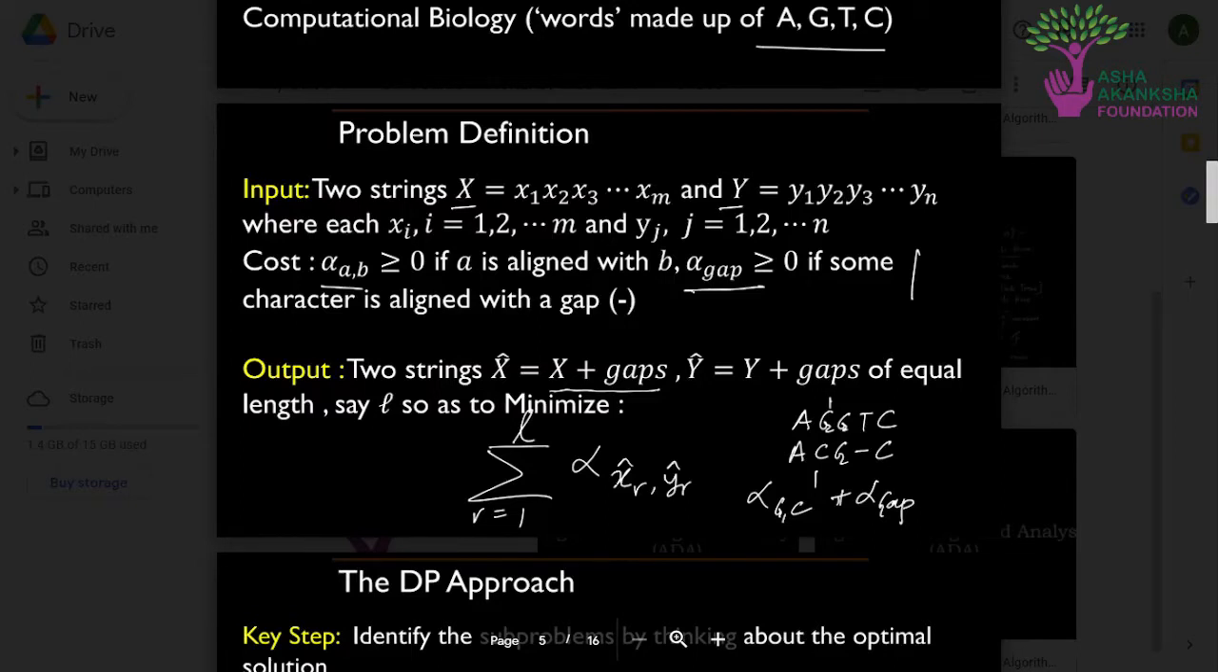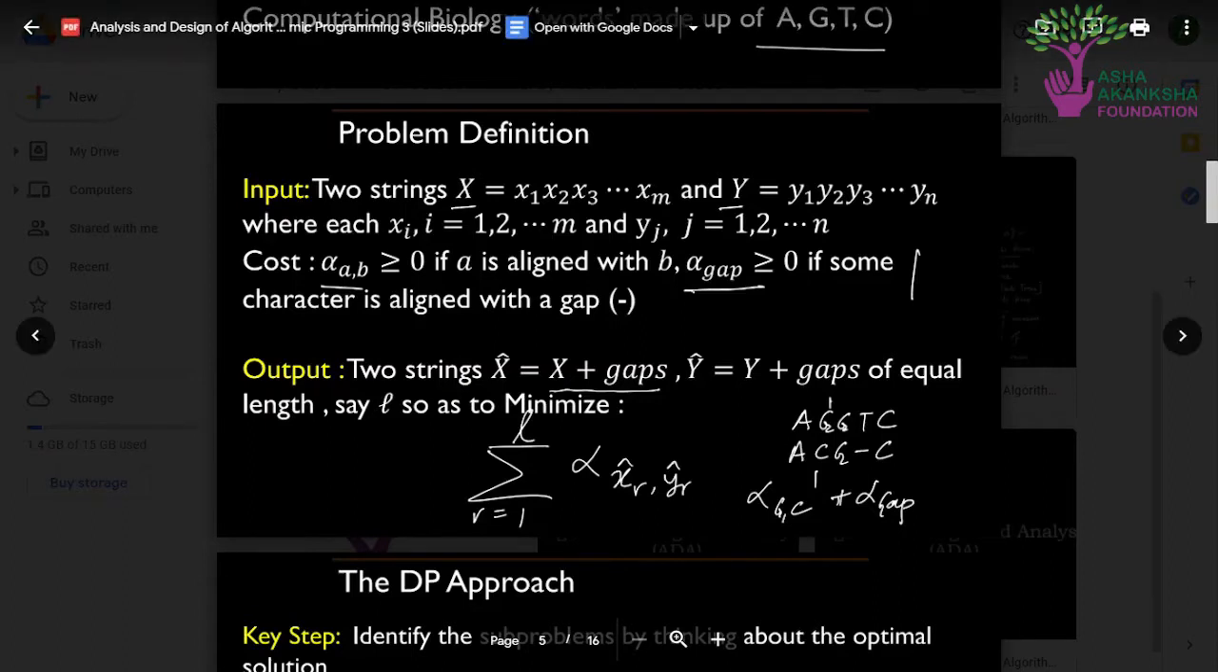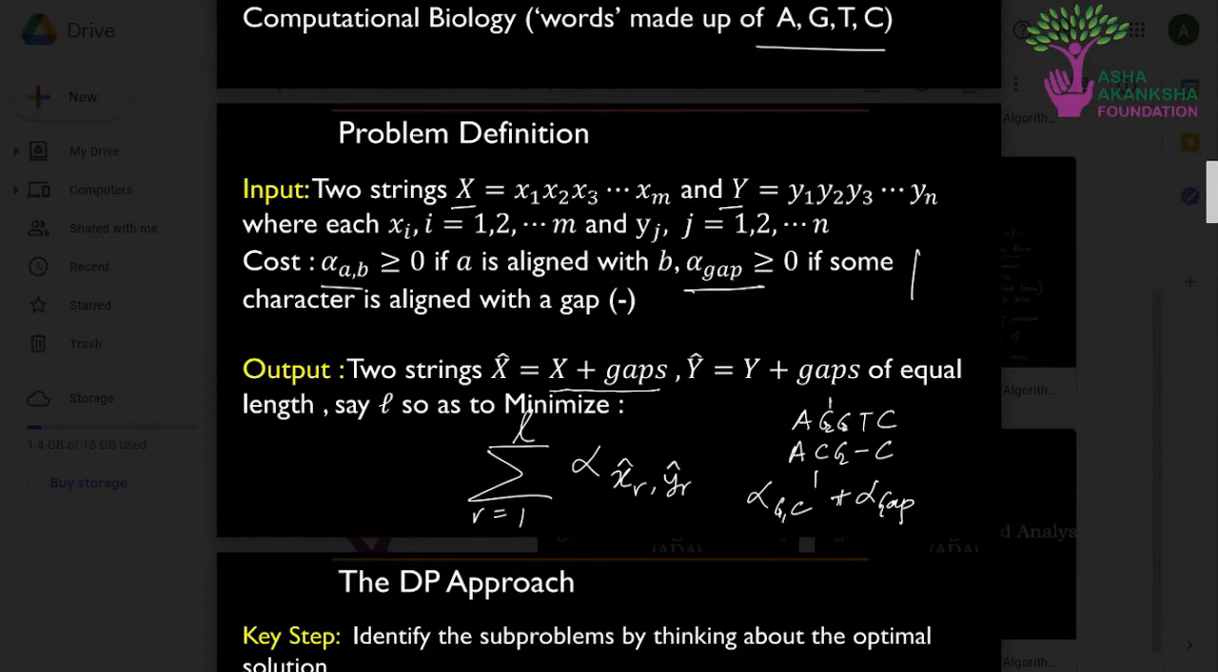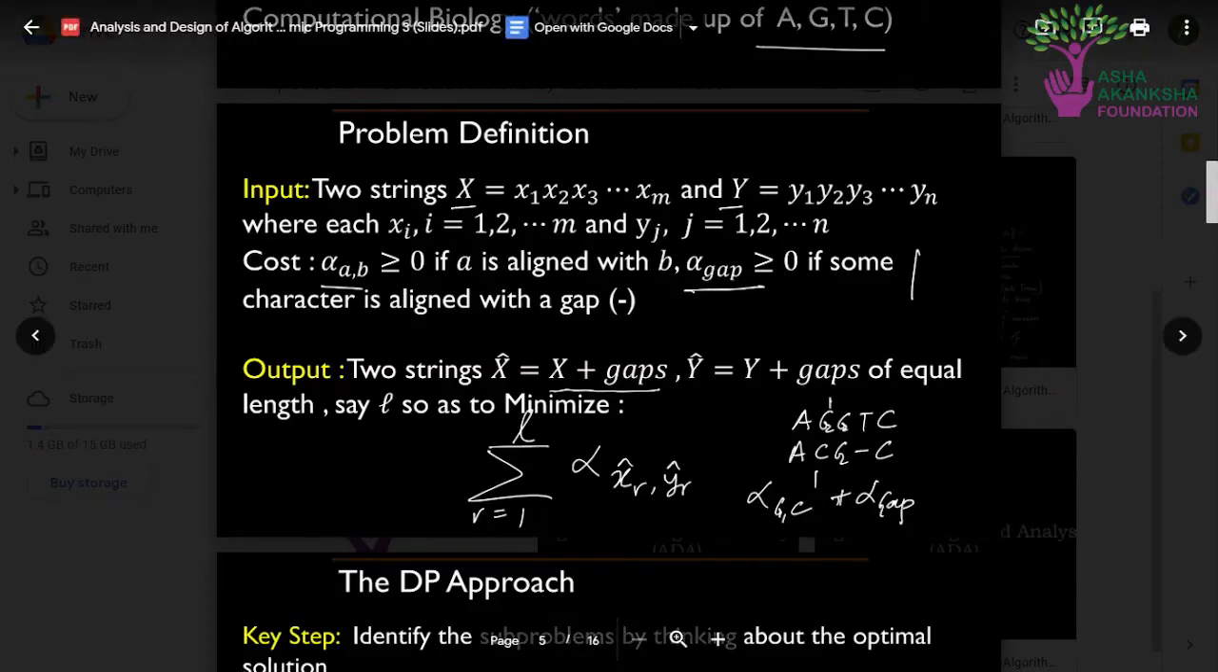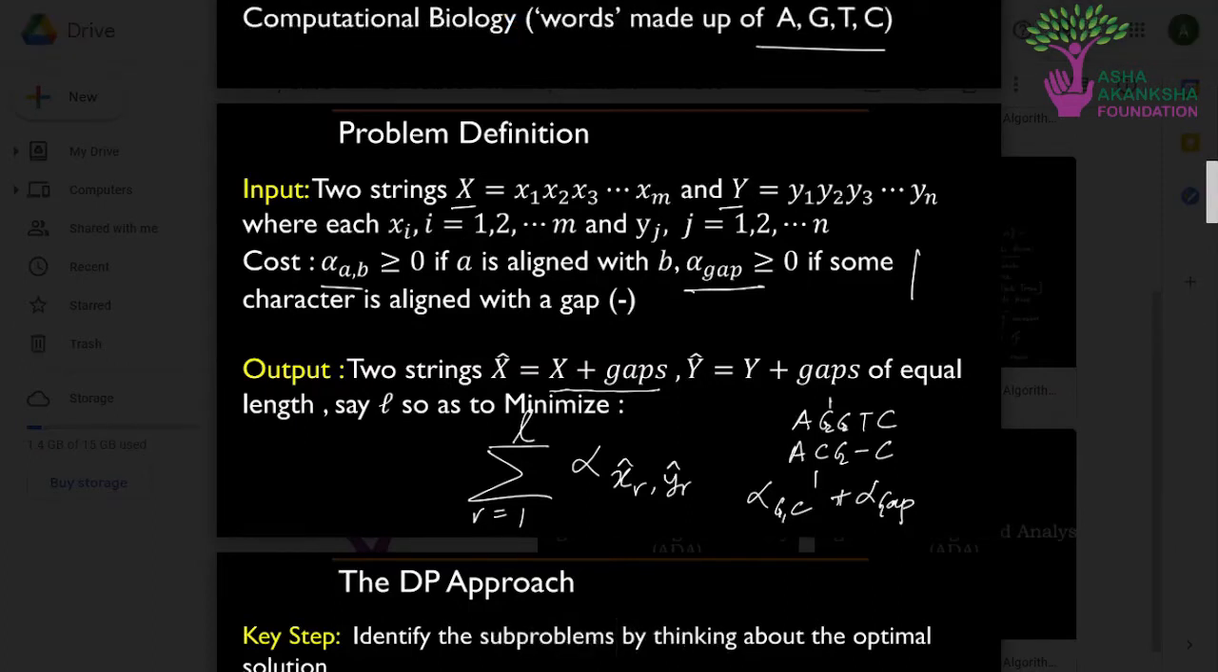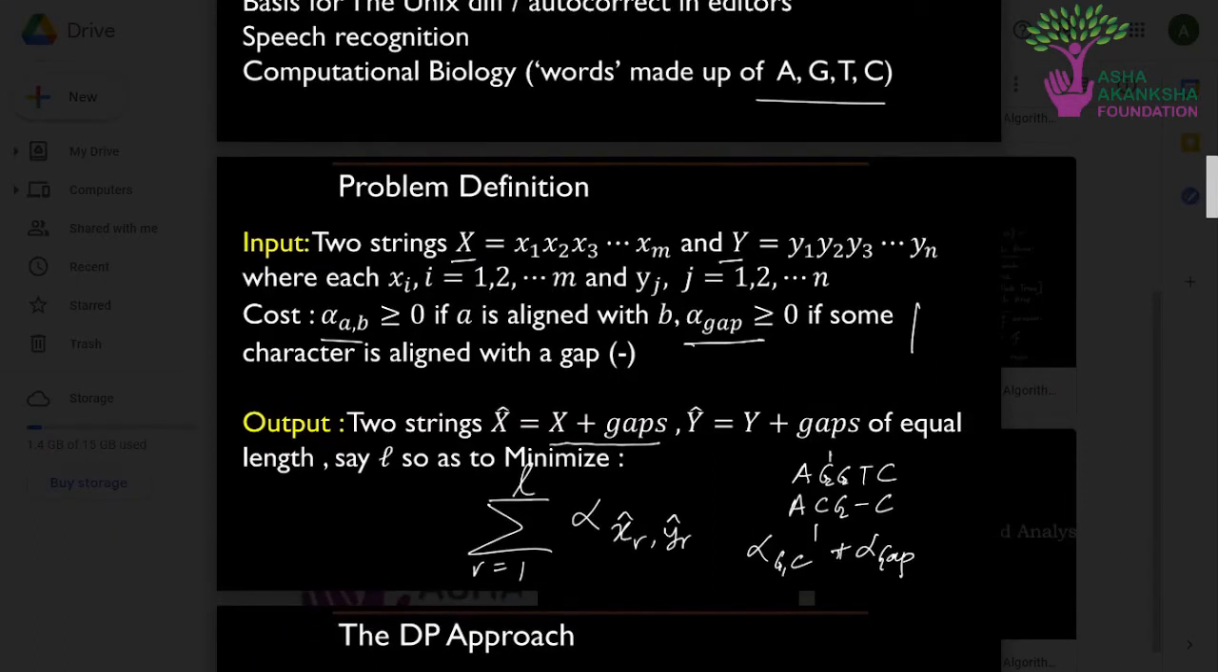First of all, let's identify our inputs. In the inputs, we are given two strings, capital X and capital Y. Capital X can be written in this way, x1, x2 up to xm, where xi is a character of the capital X word, and similarly Y can be written in this way, where yi is a character of the capital Y word. Now you can see that the size of the capital X word is small m, and the capital Y word is small n.